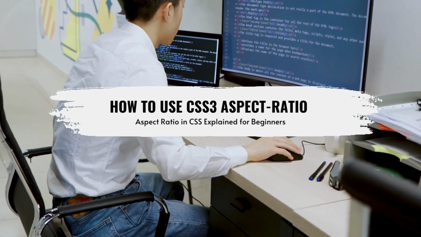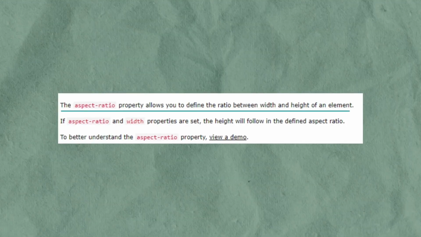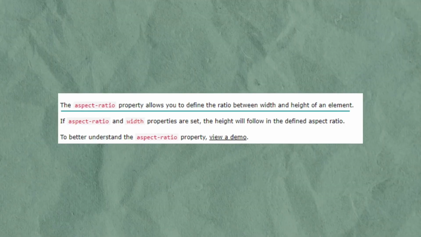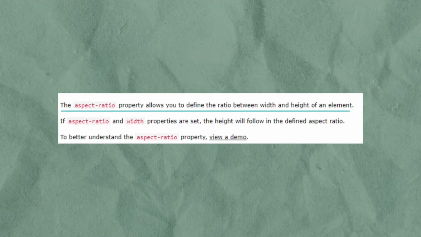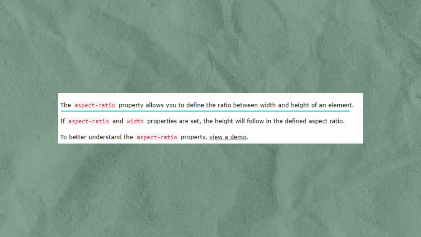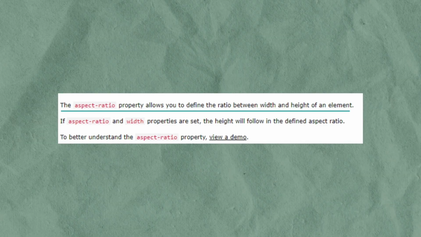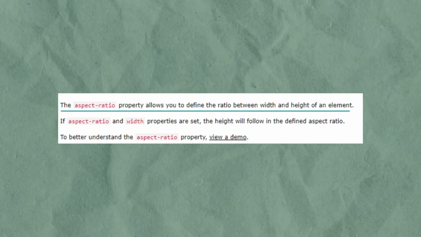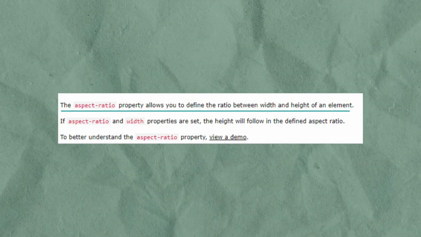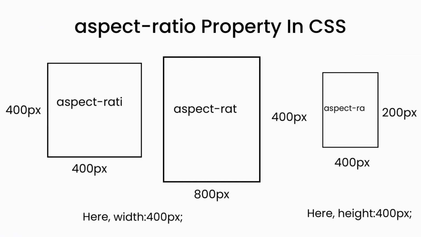So what is aspect ratio in CSS? According to W3 Schools, the aspect ratio property allows you to define the ratio between width and height of an element. In other words, you can easily control the width or height of an element using the aspect ratio property. Say you want the width of an element to be variable, while the height increases or decreases based on the width. This is where aspect ratio in CSS comes in.